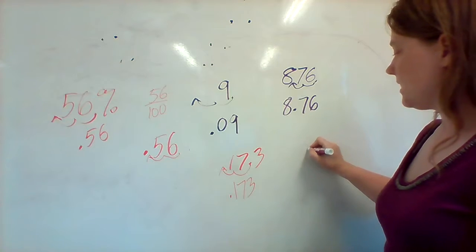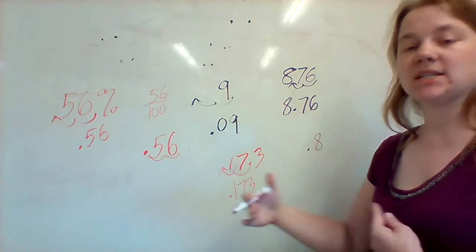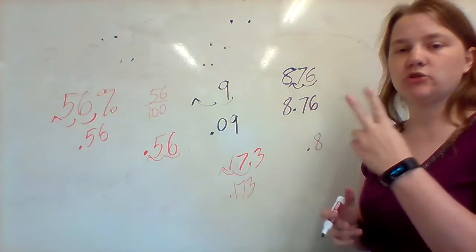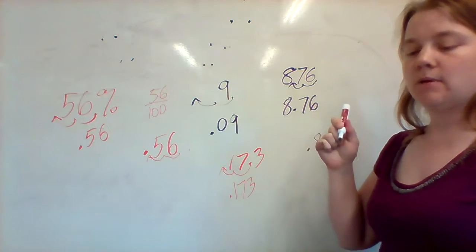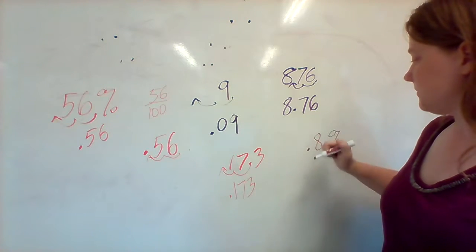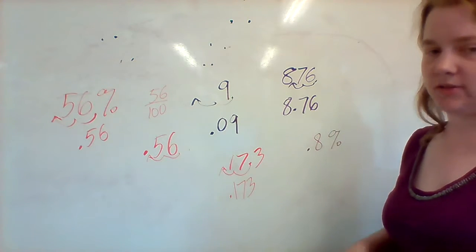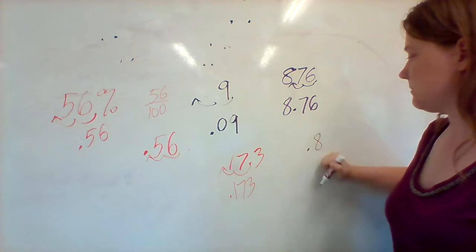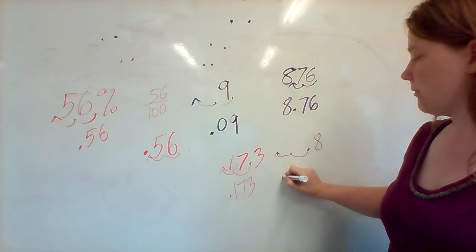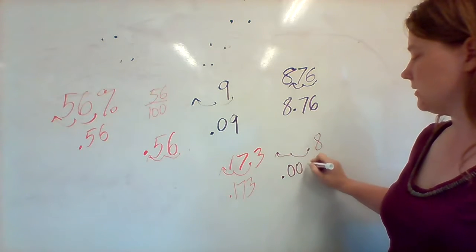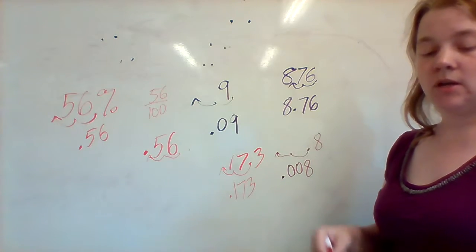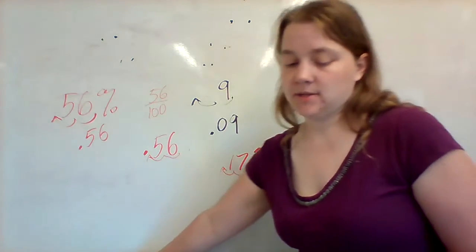Last one I'm going to give you is what happens if we have 0.8%. These are all just examples to show you that it doesn't matter where the decimal is. It always moves 2 places when we're converting percents and decimals. 0.8%, decimal and the percent, they're happy until the percent sign disappears. Decimal runs away looking for it, and we end up with 0.008. And that is how you convert percents into decimals.